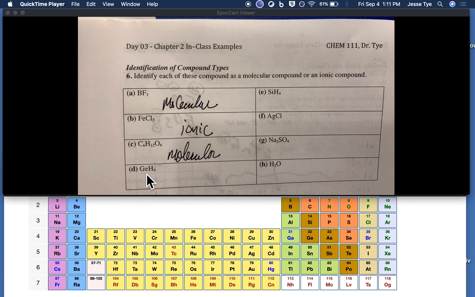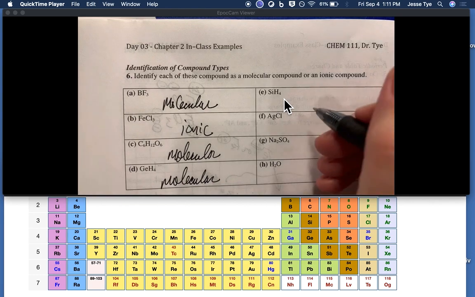This compound, germanium, is a metalloid, so it's a metalloid with some nonmetals, so it's molecular. Another one, metalloid with some nonmetals, molecular.